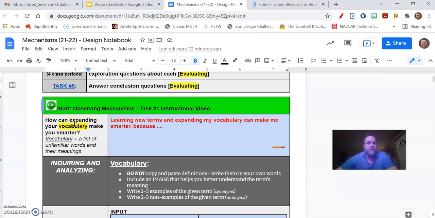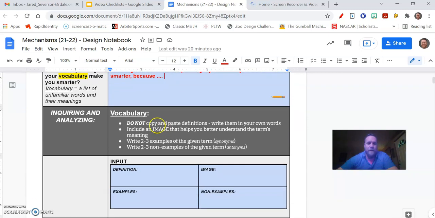Our essential question once again is how can expanding your vocabulary make you smarter? We started this, you just need to finish this answer at some point before this project is complete. As you go through the vocabulary, please, please, please do not copy and paste definitions. Please write them in your own words. Writing them down actually helps your brain process what you're typing rather than just copying and pasting where you don't even read what the definition is. And a lot of times we don't even know what the definitions are actually saying.